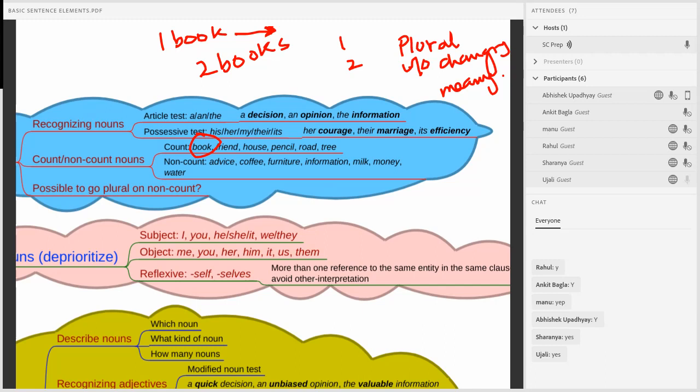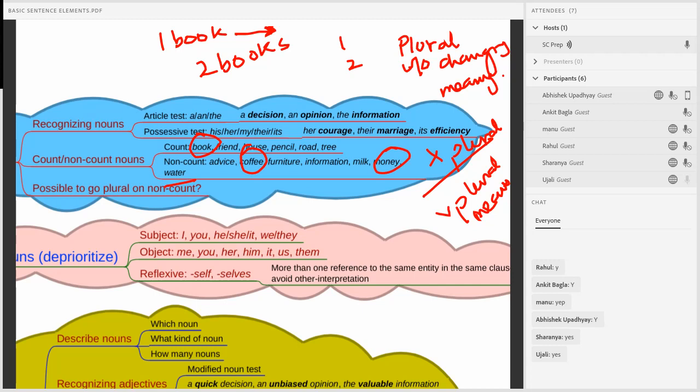But now take a look at a list of non-count nouns. If you look at the word advice, or the word coffee, or furniture, or information, or milk, money, water, you'll find that either you cannot go plural at all. For example, who says informations? We don't say informations, we don't say furnitures. So, one possibility is that you can't even go plural on a non-count noun. And that's a very good sign that it is a non-count noun. You can't count this. You can't say one information, two informations, like that. Or the other possibility is you can go plural, but it will change the meaning. For example, take coffee or money or water.